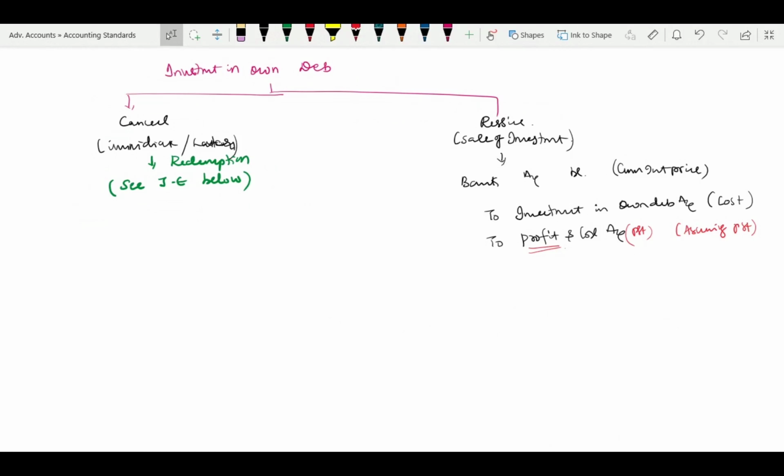It's nothing but an asset. Out of the total interest I declare on debentures, whatever interest relates to own debentures I will transfer to my P&L account, because it will be treated as income from investment. When I sell, it is the same as the sale of an investment.